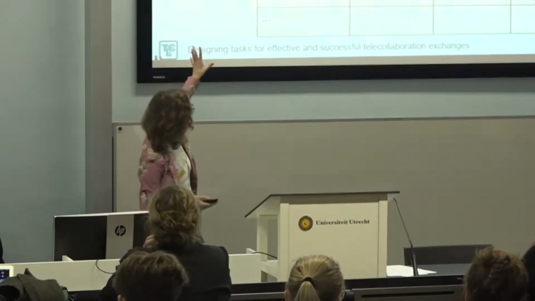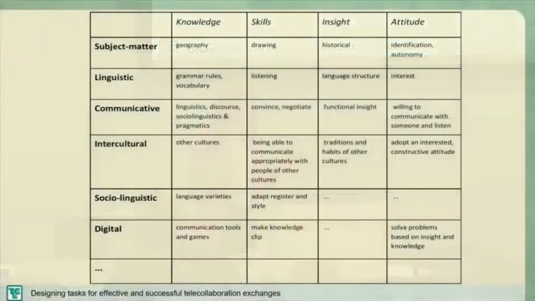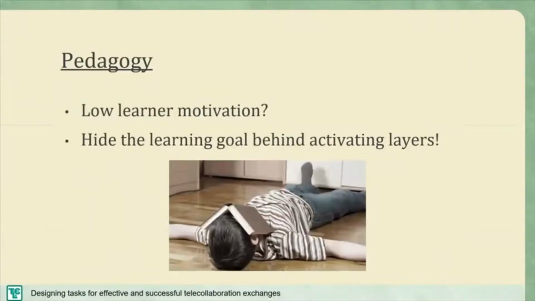And the first thing, of course, this is an overview because pedagogy is important and you can make countless learning goals. So you can test knowledge, skills, insight, and attitude for all these different subjects and components. And that's important, of course it is. But then, what do you do when your learners aren't motivated? What do you do then? And we say, well, just hide the actual learning goals behind some other activating layers so they don't know that they're learning anything. It's a really easy trick.